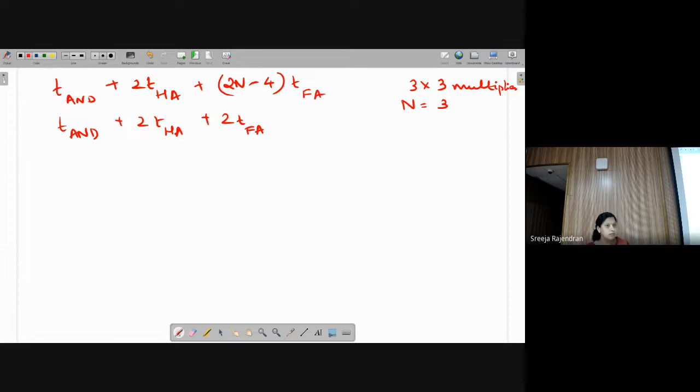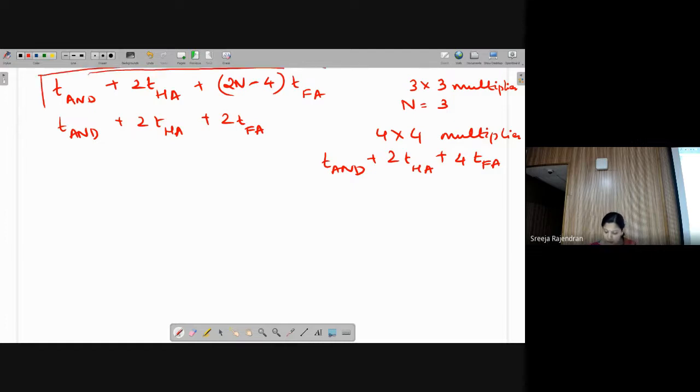Now, if I have a 4 by 4 multiplier, this changes to T_n plus 2T half adder. Now this is 2n, which means 4 2s are 8, minus 4, so time for 4 full adders. That's why this becomes a generalized formula for computing the propagation delay, or the time taken to do the entire process of multiplication.